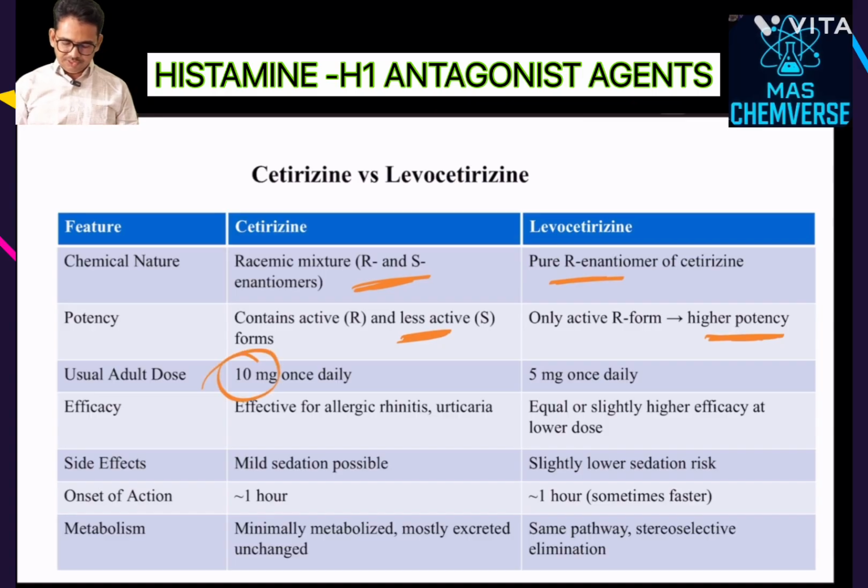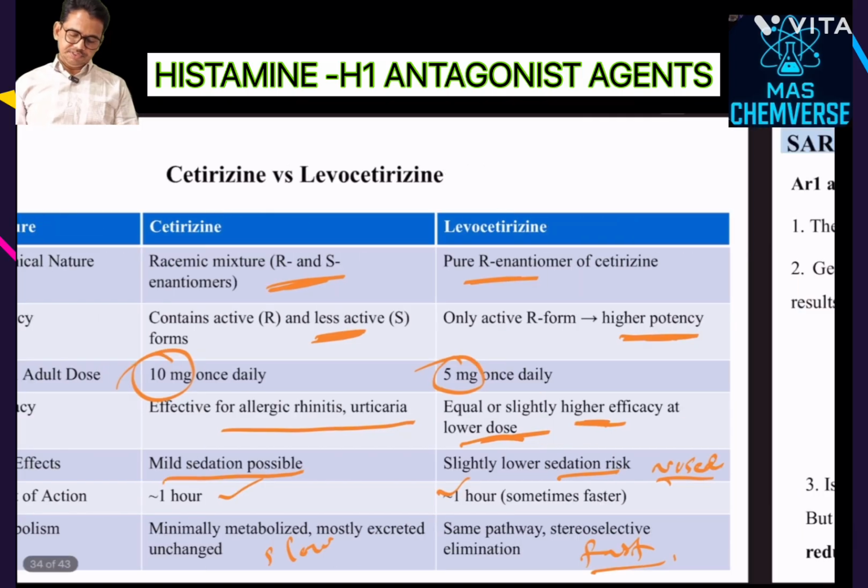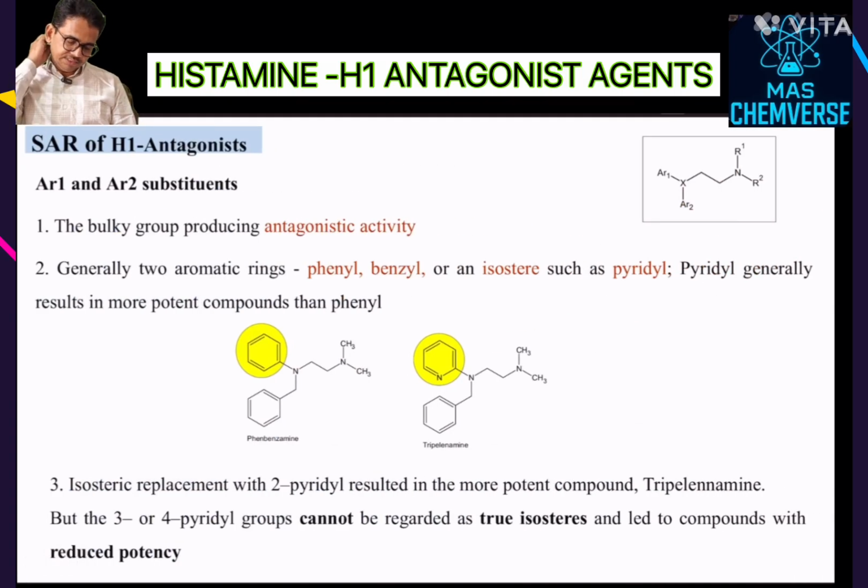Dose also, cetirizine requires more, but levocetirizine requires less dose. Cetirizine causes some allergies, but levocetirizine has lower side effects. Cetirizine causes mild sedation, but in this case no sedation. Onset of action is 1 hour, sometimes faster. Cetirizine is metabolized slowly, but levocetirizine is metabolized a little bit faster. That is the difference between cetirizine as well as levocetirizine.